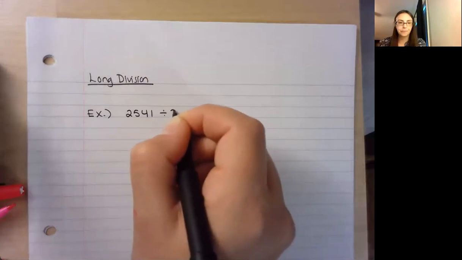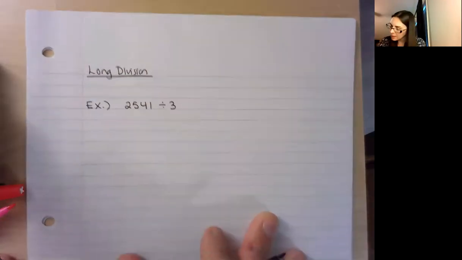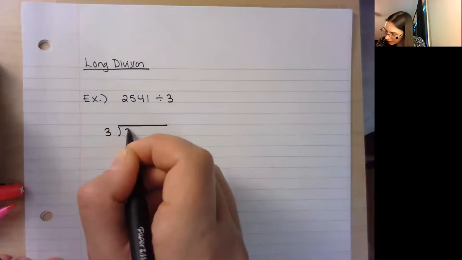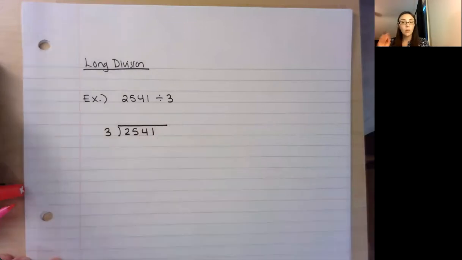All right, so now that we actually have the rules out of the way, let's remind us how to do some long division. All right, so let's do an example here. Let's do 2,541 divided by 3. So this is the same thing as 3 going on the outside of the division bar and 2,541 going on the inside. You want to be really careful of the order.